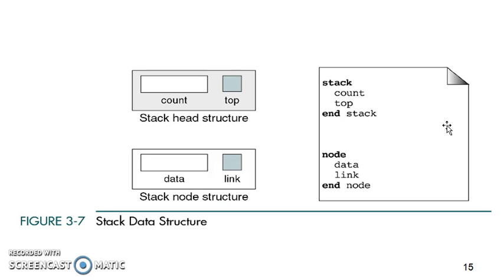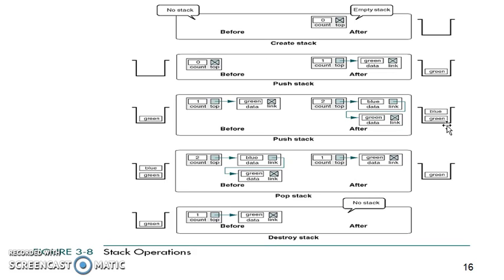So this is the stack data structure. This is the stack head structure, which contains two fields, count and top, and the stack node structure, which contains the data field and the link field.